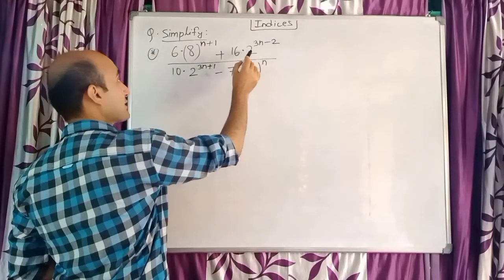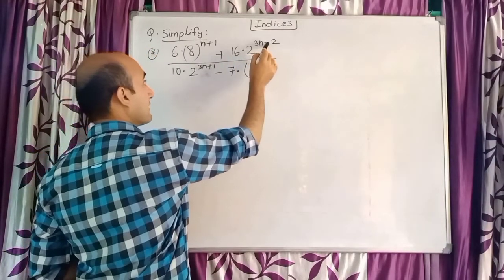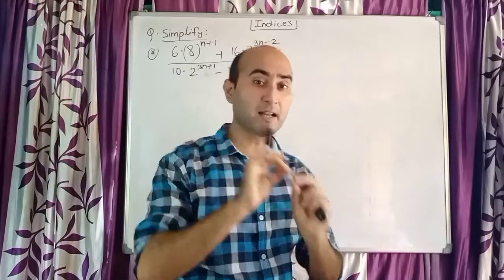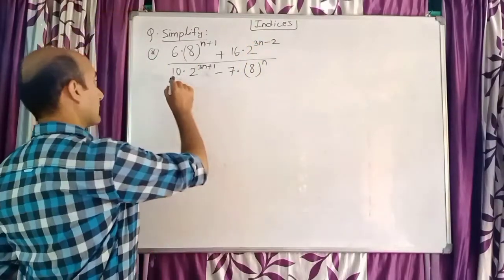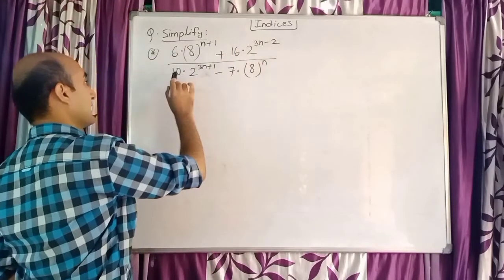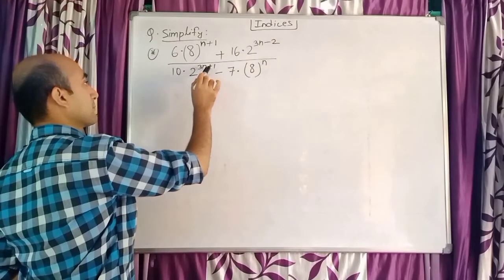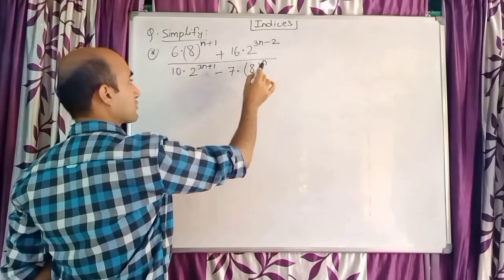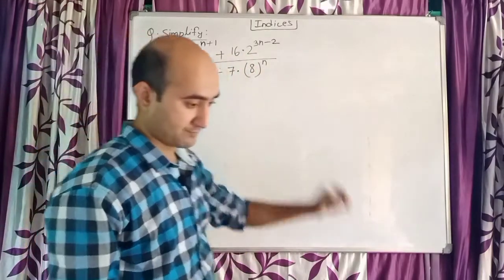Plus 16 into 2 to the power 3n minus 2. So here we had plus in the power, here we have minus in the middle. Now minus in the middle, this is a different thing. Minus 10 into 2 to the power 3n plus 1. Again here also we have plus 1. And 7 into 8 to the power n, only power n.